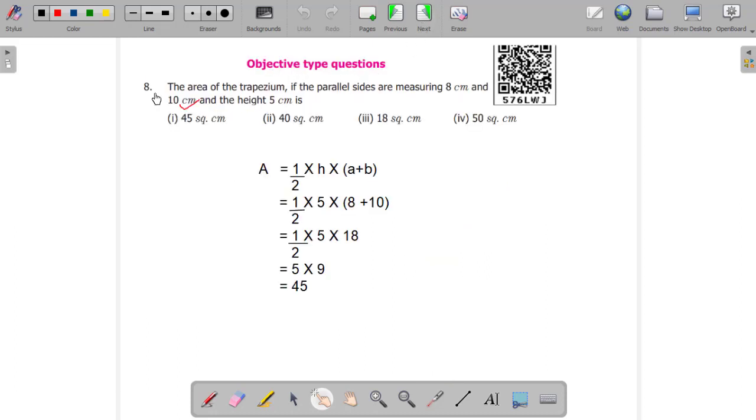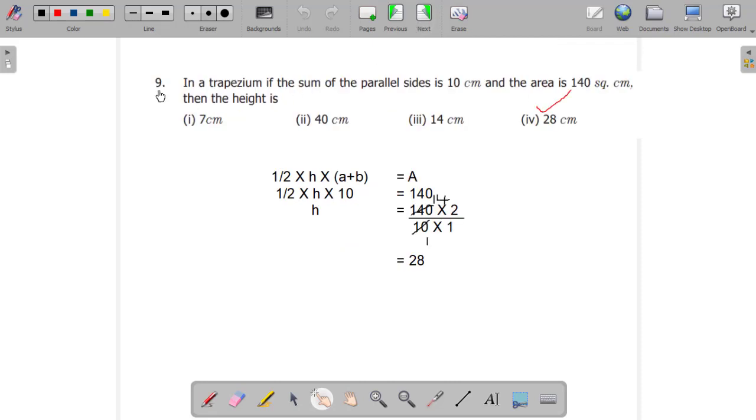Objective type questions. 8. The area of the trapezium if the parallel sides are measuring 8 cm and 10 cm and the height 5 cm is. So, using the formula, we can easily find out the area, that is 45 square centimeter. Question number 9. In a trapezium, if the sum of the parallel sides is 10 centimeter and the area is 140 square centimeter, then the height is missing here. The sum of the parallel sides is given. So replacing the values in the formula, we get an equation. So solving the equation, we get the answer, that is 28 centimeter.